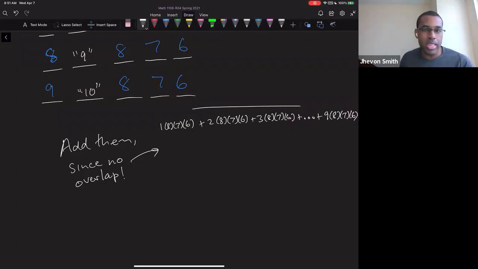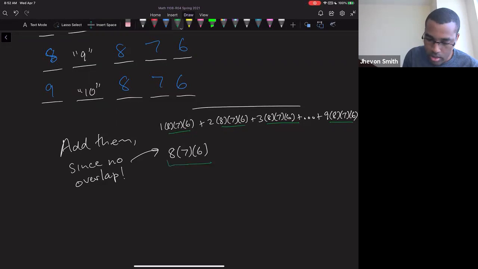Now, even if you have a calculator, that's kind of annoying to actually plug in. So what we would do is we notice that the 8 times 7 times 6 is a common term. I would be able to factor that out. 8 times 7 times 6, that's what's factored out here.